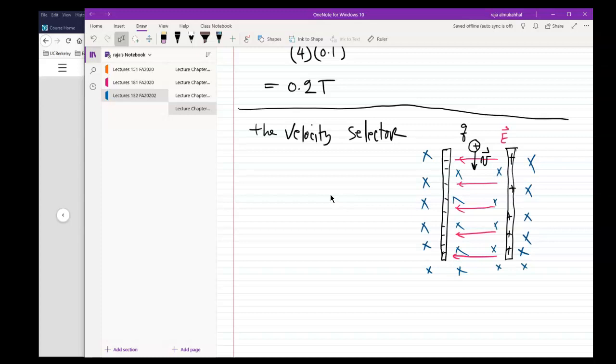The velocity selector, as the name implies, selects certain particles with certain velocities, but that's not our concern for this problem, or even for the chapter that we're studying. Basically, what we are concerned about is how the velocity is influenced by both the electric field and the magnetic field, or the motion.